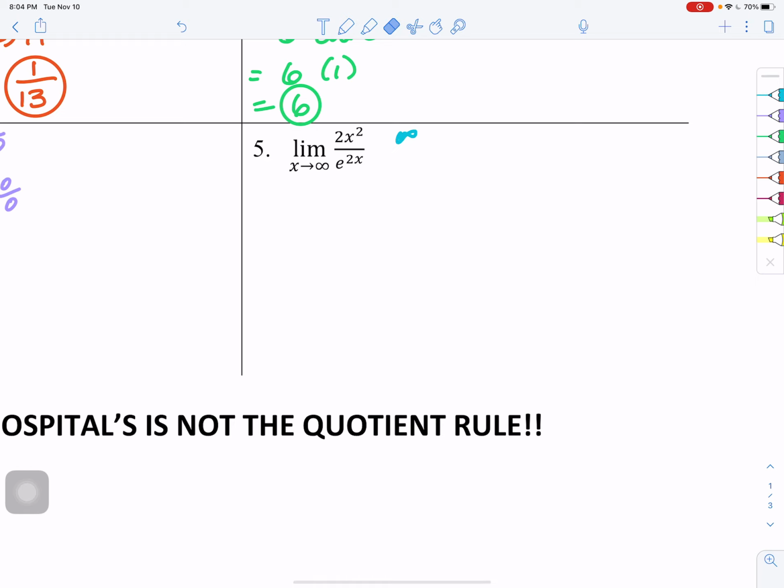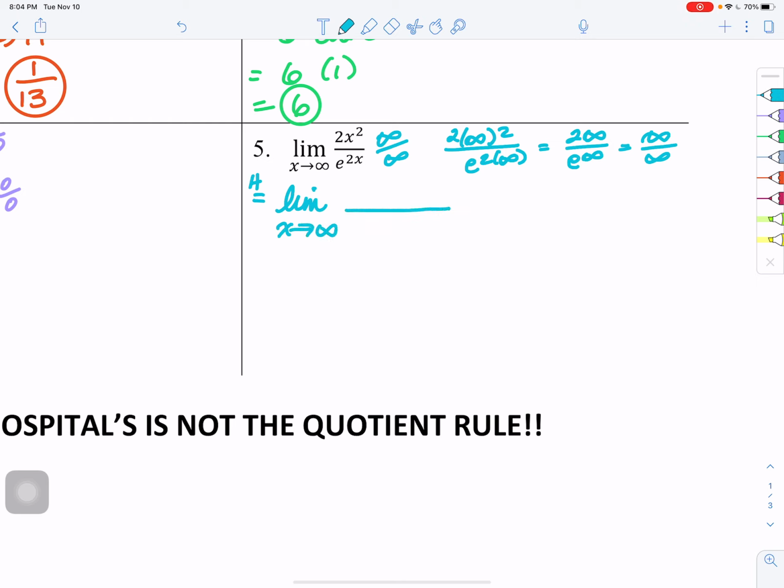Maybe I'll write this out. 2 times infinity squared over e to the 2 times infinity. That's 2 times infinity over e to the infinity. That's infinity over infinity. That's kind of where we're headed in this class. So we have infinity over infinity. We have an indeterminate form. So we're going to take the derivative of the numerator and the derivative of the denominator.